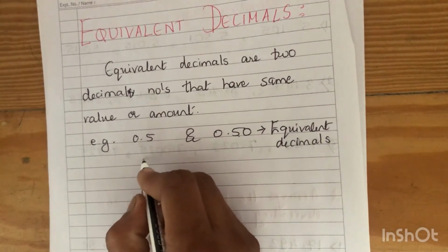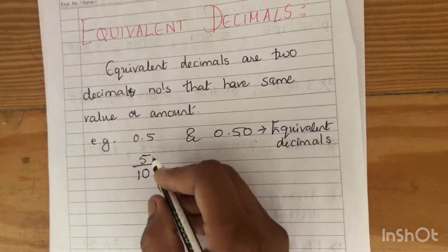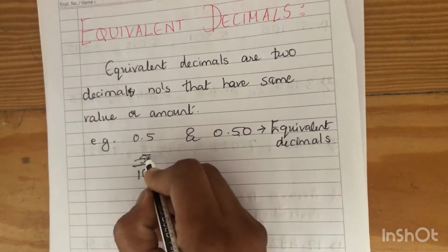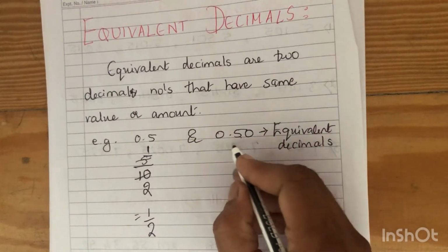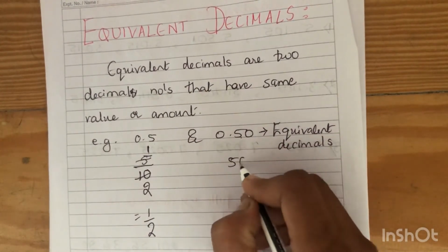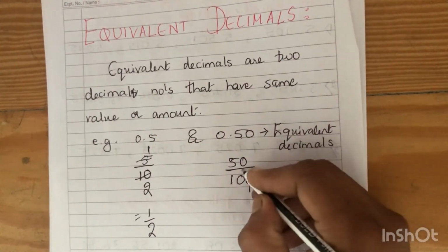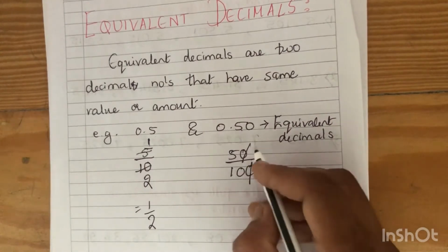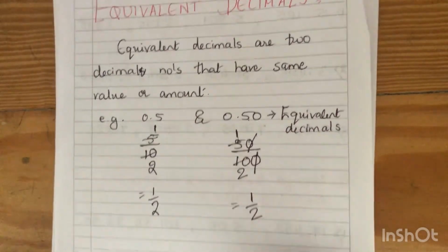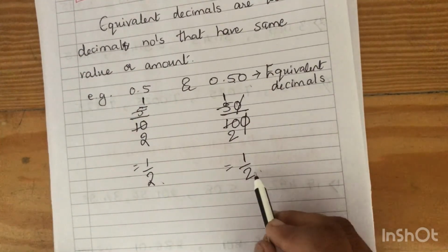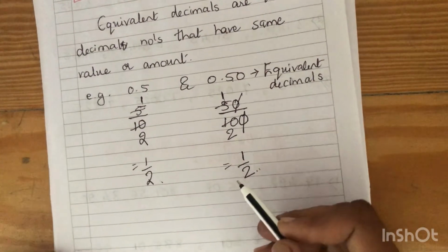How? See, 0.5, can I represent it as 5 upon 10? Yes. When I reduce it, 5 ones are 5 and 5 twos are 10. So this is half, right? Now when I have 0.50, I can write it as 50 upon 100, right? Now the 0 will go away. Again I have 5 upon 10, that is 5 ones are 5 and 5 twos are 10, which is the same as half. And you can see that they have the same amount or same value, so they are equivalent decimals.